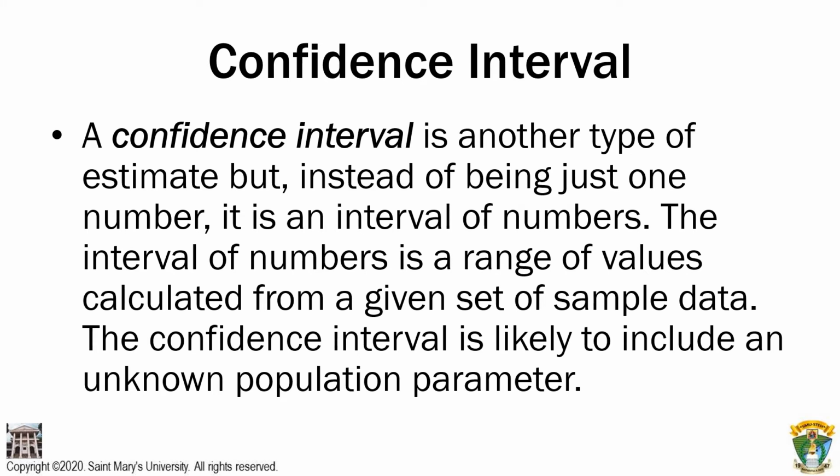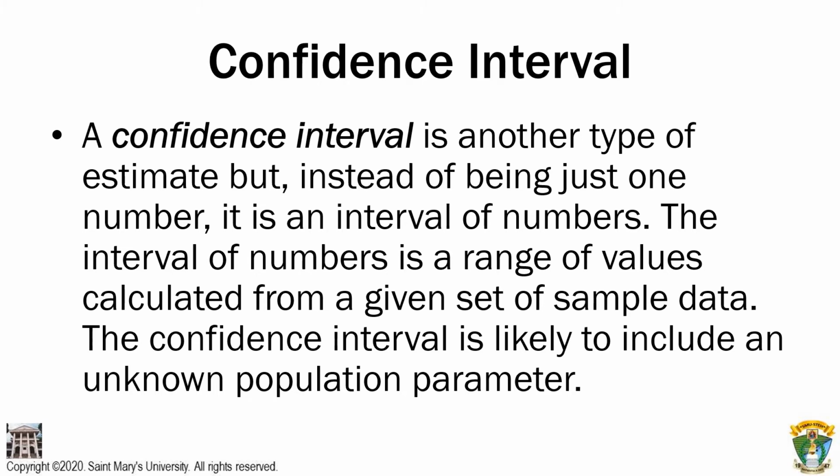So a confidence interval is another type of estimate, but instead of being just one number, it is an interval of numbers. The interval of numbers is a range of values calculated from a given set of sample data, and the confidence interval is likely to include an unknown population parameter. It's like saying that we are trying to estimate the population mean by providing a range of values.